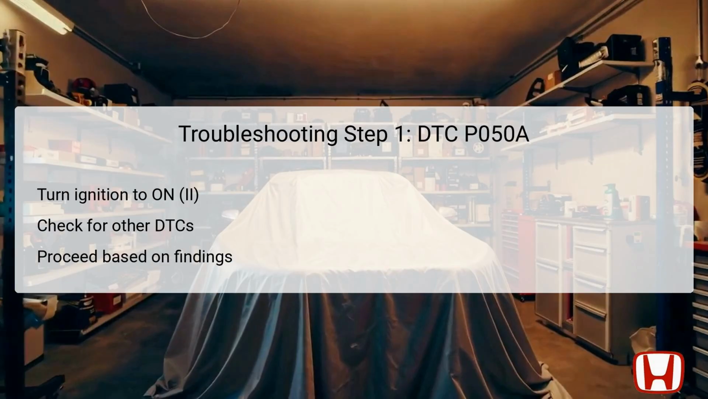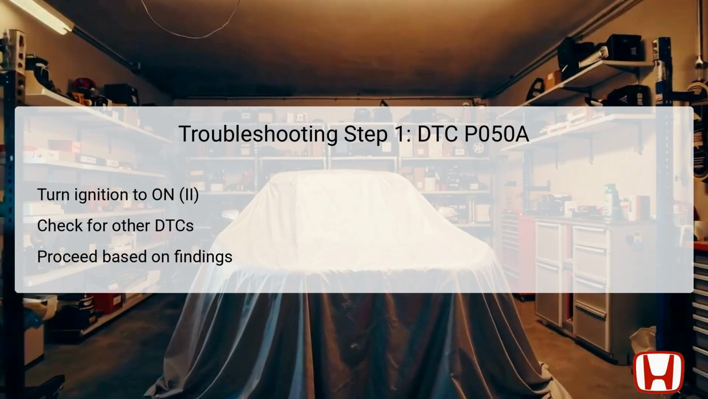In the first step of troubleshooting for DTC P050A, you should begin by turning the ignition switch to the on position. This will power up the vehicle's electrical systems without starting the engine, allowing for diagnostics to commence. Next, you will need to utilize the HDS, or Honda Diagnostic System, to check for any pending or confirmed diagnostic trouble codes in addition to P050A.